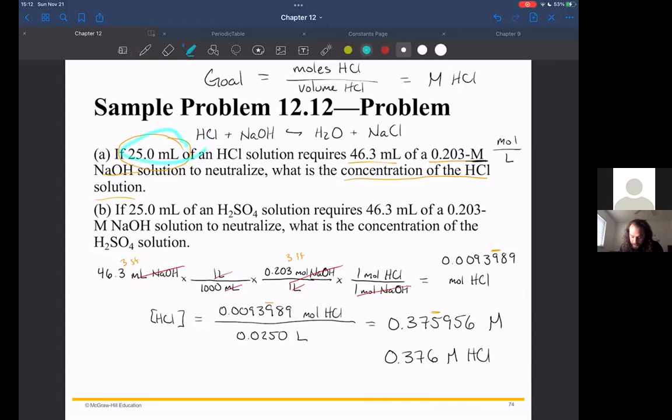Okay. So again, just to take a step back to what exactly we did in this problem, we knew the volume and concentration of the sodium hydroxide. So that was this one here. And we used that to find the unknown concentration of acid, right? So we knew one of those species. We used it to find the concentration of the other species.